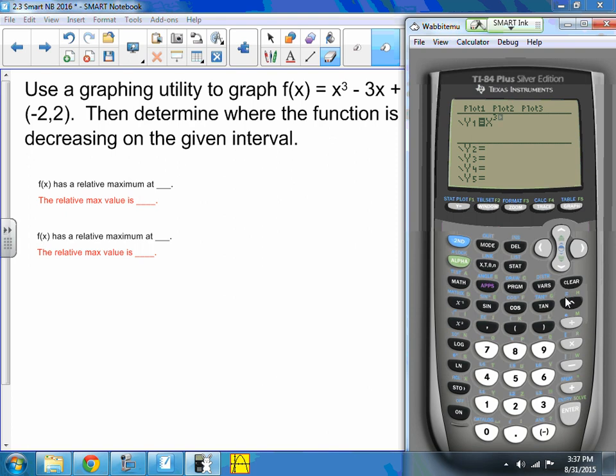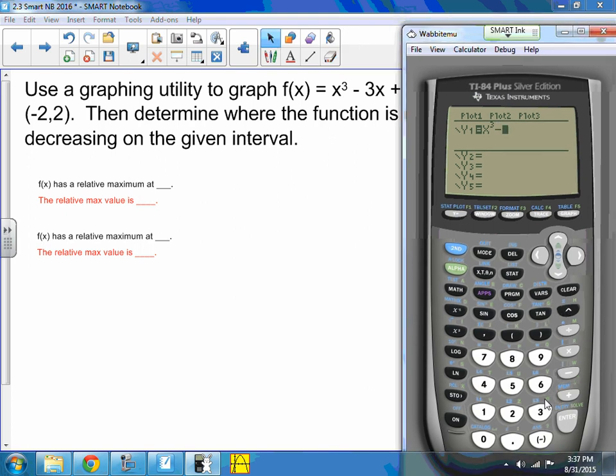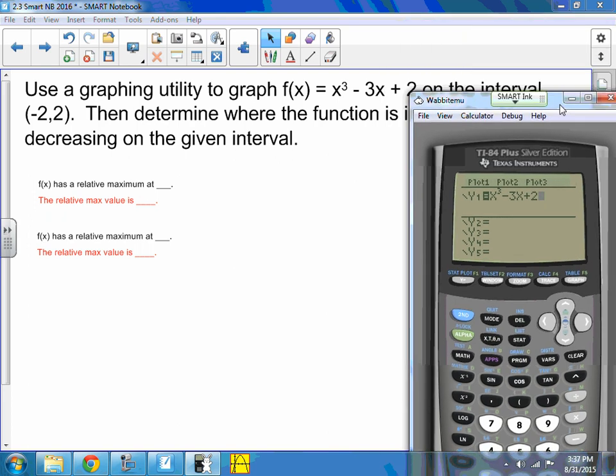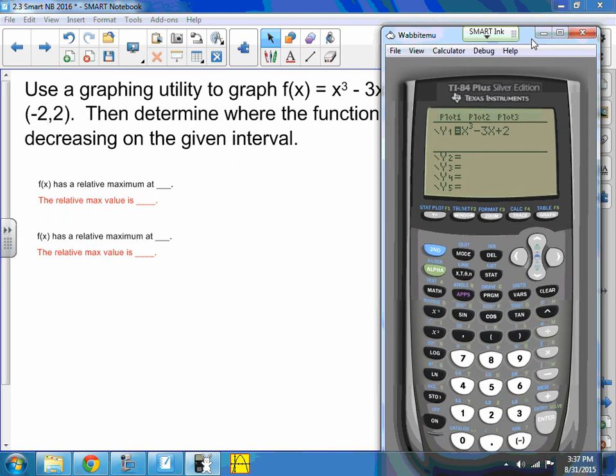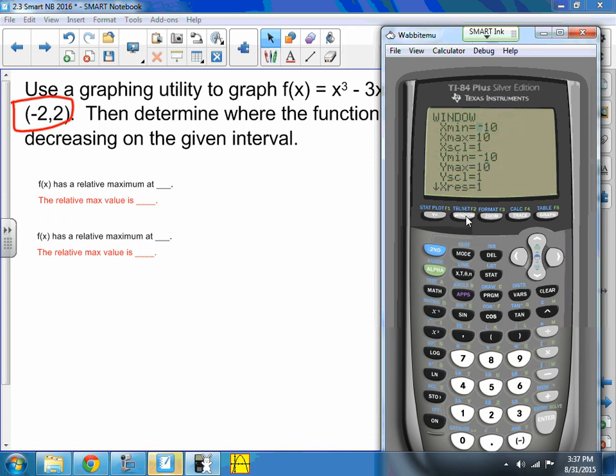Sorry about that. X cubed, and then minus 3x and then plus 2, I think is what I have here. Yeah. And then because we don't want to look at the whole graph, we only want to look at a specific window. I said between -2 and +2. What I would like you to do is press window, and we're going to change the window. So we're not going to go from x equals -10 to x equals +10. We're going to go from x equals -2 to x equals +2 and graph it.